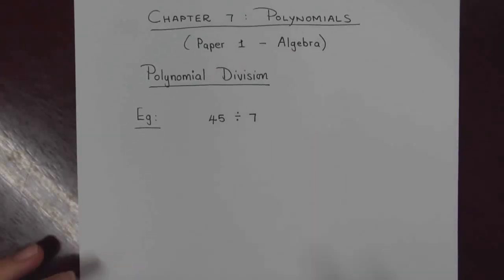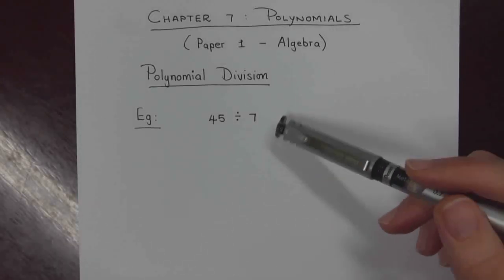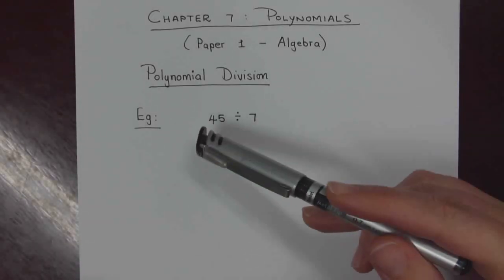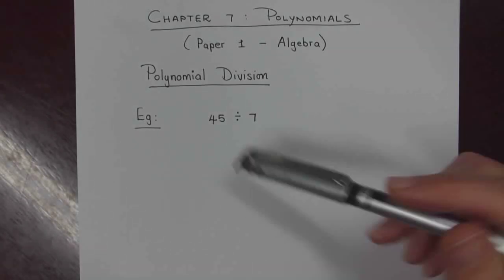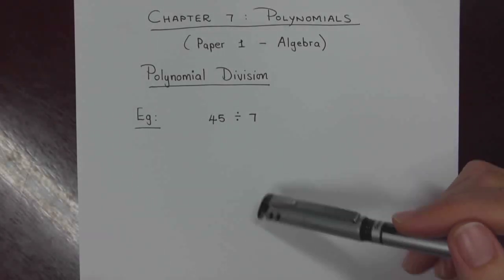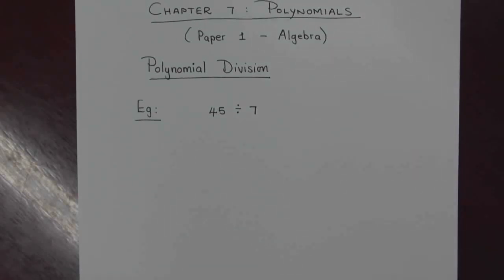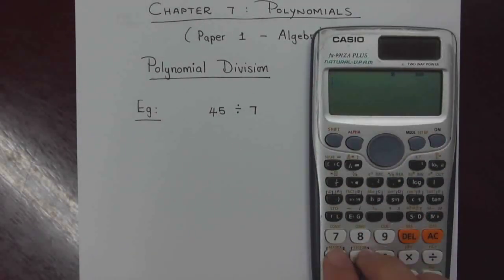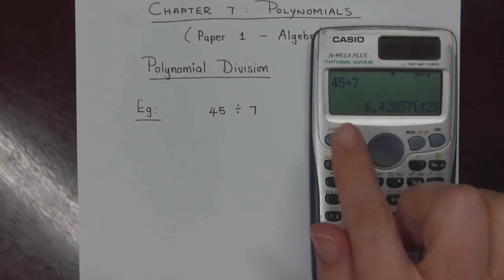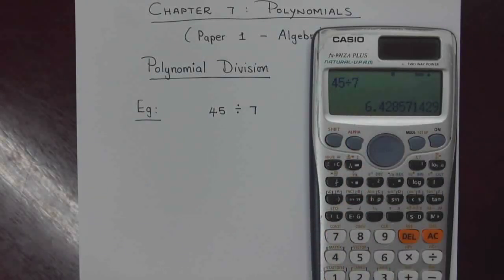Now, in order to understand polynomial division, we first have to look at a very simple example like 45 divided by 7. If you look at 45 divided by 7, lots of you are so used to the way we do it, which is to simply grab your calculator, type in 45 divided by 7, and then you end up with 45 over 7, and if I go to 2 decimal places, you press this button, and then you end up with 6,42857.